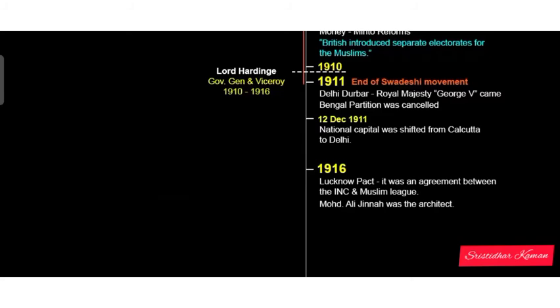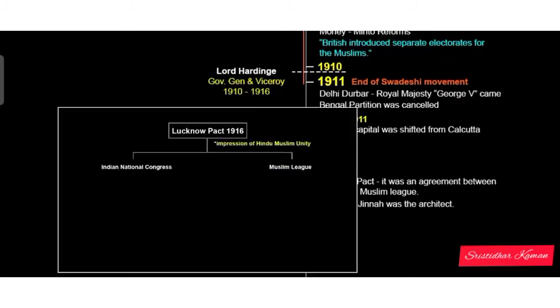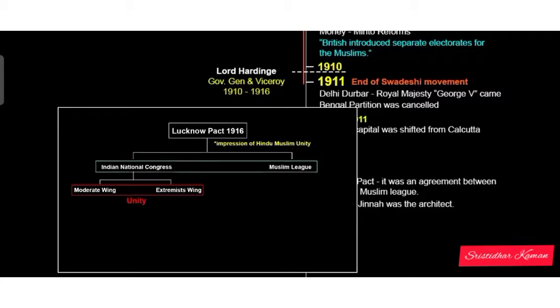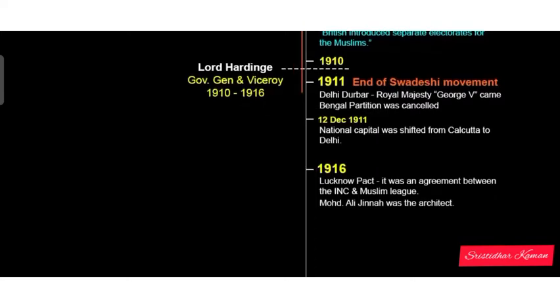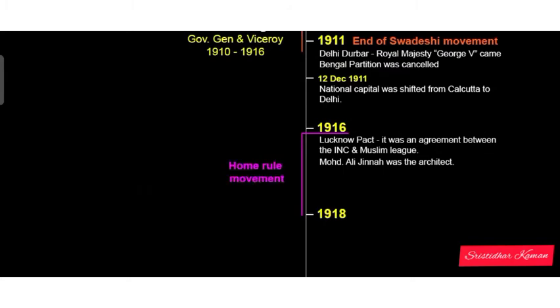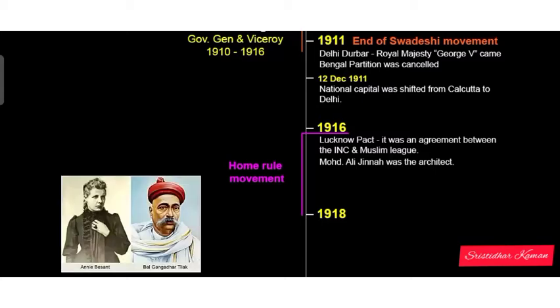Anyhow, the Lucknow Pact was basically an impression of Hindu-Muslim unity and also marked the reunion of the moderate and radical wings of the Congress. In simple words, the Indian National Congress and the Muslim League were together on the same page regarding self-government or home rule. In our entire modern history, you will hear about this Indian Home Rule movement. This is basically an independence movement that lasted for 2 years, between 1916 to 1918, under the leadership of Annie Besant and Bal Gangadhar Tilak.